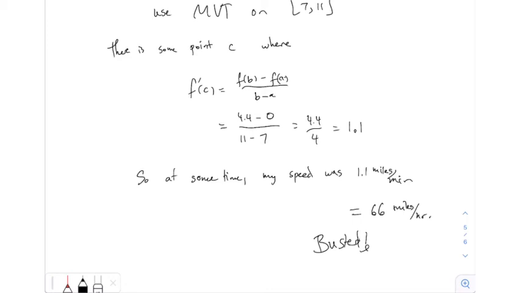This doesn't tell you when you were exceeding the speed limit, and let's be honest, there probably were times when I was going even faster than that, but the mean value theorem doesn't tell you that. It just says that there was one moment at which you were going this fast. In fact, that speed, 66, would have been my average speed during that whole time. That's what the mean value theorem is all about. So my average speed was 66. The mean value theorem says that there must have been a particular point at which you were actually going 66. Probably sometimes you were going faster and sometimes you were going slower.